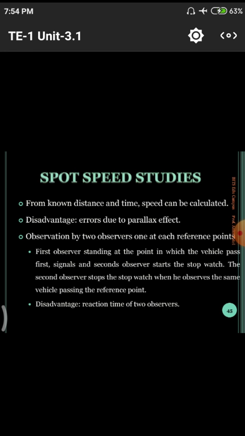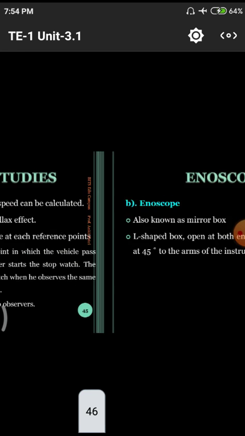Next, a disadvantage is the reaction time of the observer. That means if the reaction time is very slow at the starting point and ending point, automatically there will be some delineation error, parallax error. Like that we have to face some amount of delineation error.